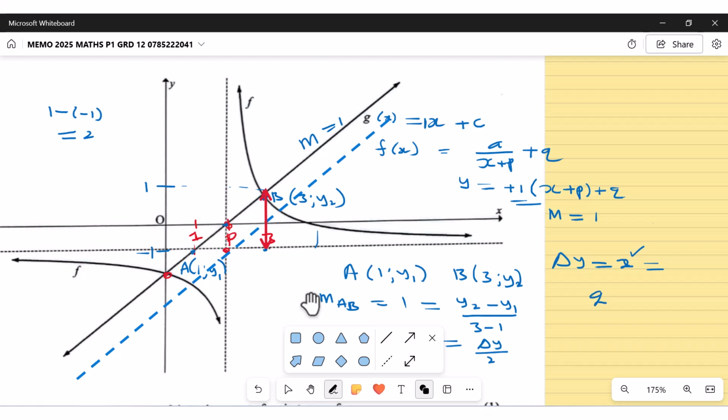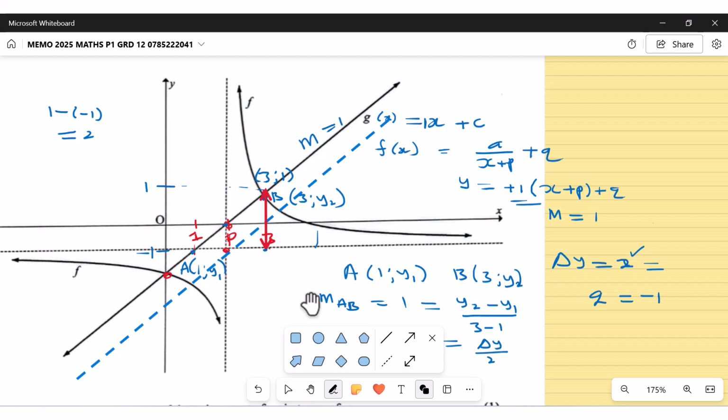Okay, at point b, my y is 1. What about the x? It is the 3, then plus c. So what's 1 minus 3? I get negative 2 equals c. So in other words, this point here is negative 2. But now, what do I want to get? I want to get my p here.